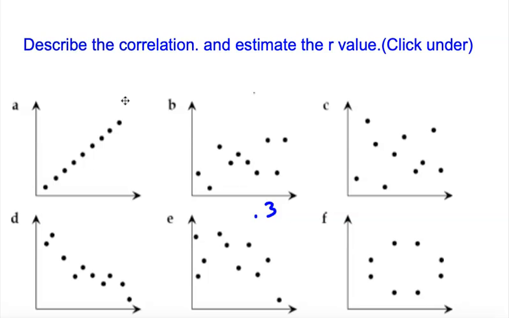All right, so it says describe the correlation and then estimate the R value. Okay, so describe the association. When they're just saying, is it strong? Is it weak? Is it positive? Is it negative, etc.? Okay, or is it 0 basically?